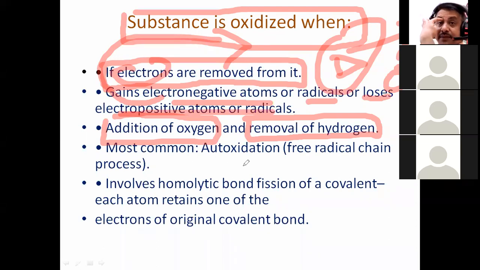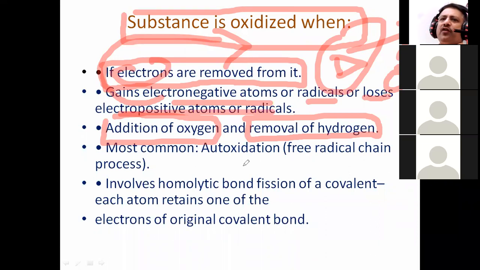Now, the most common form of oxidation is auto-oxidation. That is a free radical chain process. As I told you, the examples are vitamin C as well as alpha tocopherol, but if they are used in a certain dosage form or formulation as an antioxidant, they first undergo self oxidation, that is called auto oxidation, which is a free radical chain process.